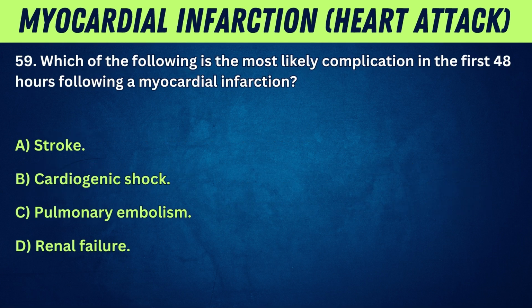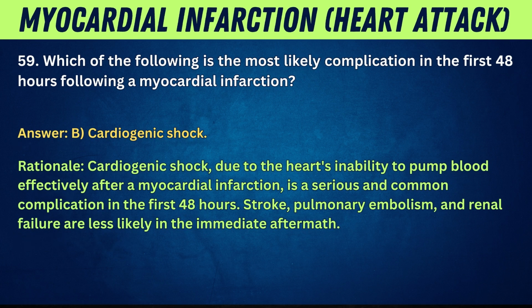59. Which of the following is the most likely complication in the first 48 hours following a myocardial infarction? A. Stroke. B. Cardiogenic shock. C. Pulmonary embolism. D. Renal failure. Answer: B. Cardiogenic shock. Rationale: cardiogenic shock, due to the heart's inability to pump blood effectively after a myocardial infarction, is a serious and common complication in the first 48 hours. Stroke, pulmonary embolism, and renal failure are less likely in the immediate aftermath.